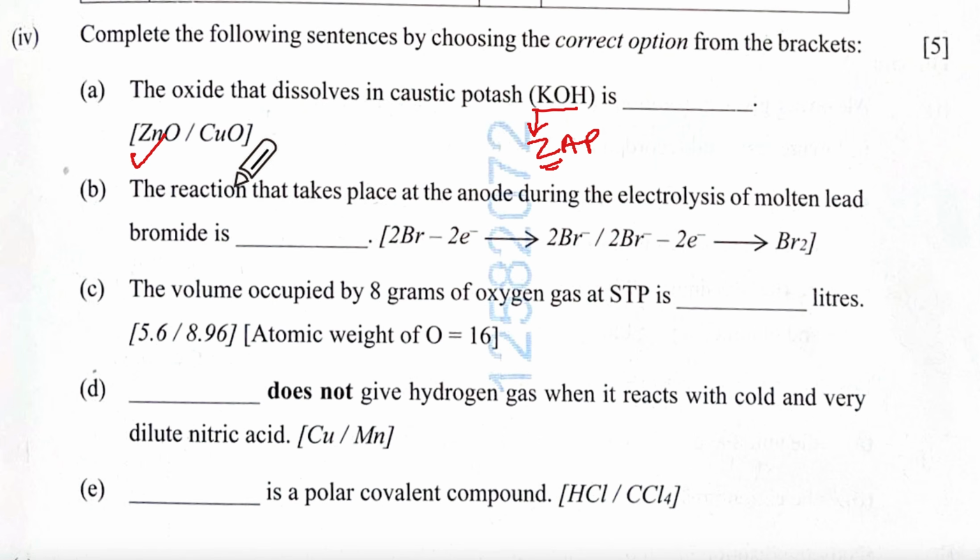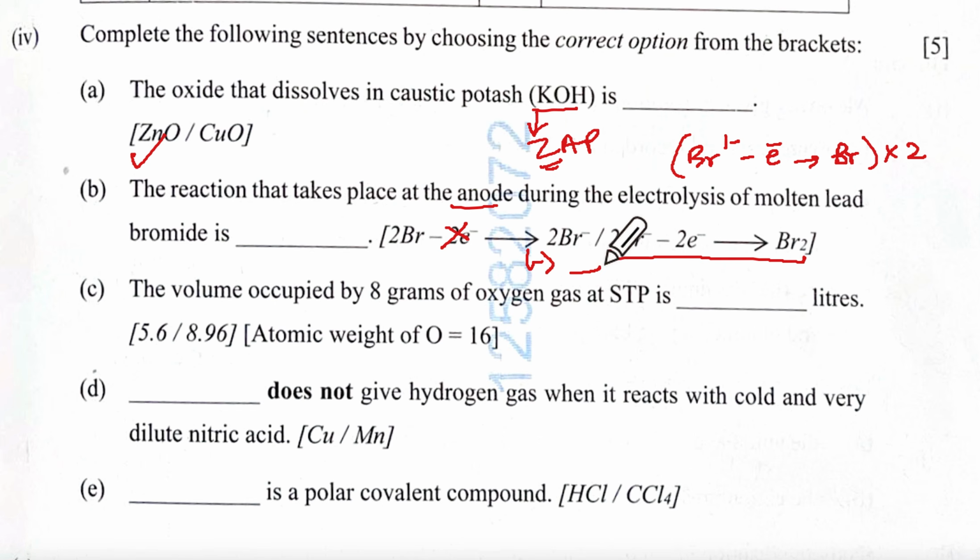So B, reaction that takes place at anode during electrolysis of molten lead bromide. At anode, you will have Br- migrating. So you have Br- minus 1 electron gives you Br, and this whole thing is multiplied by 2. So which reaction? Definitely not this. It will be this reaction, correct? So you write for B, this one.